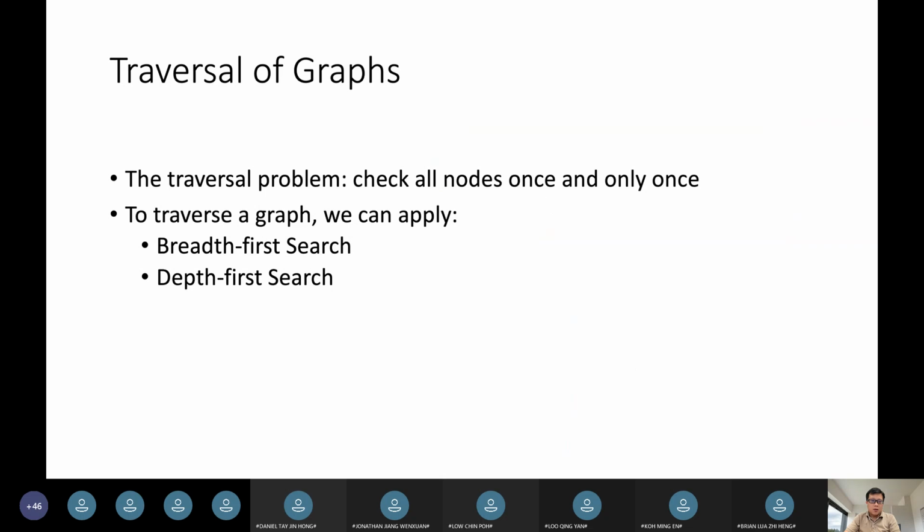Then to traverse a graph, we have the problem of traversal, okay? Traversal means that we visit each node one and only one time, okay? It means that we travel the graph, then we visit each node one and only one time. So to traverse a graph, we can apply breadth search and depth search.